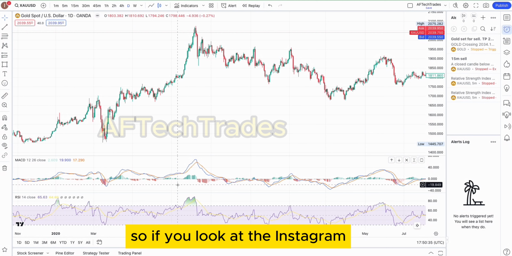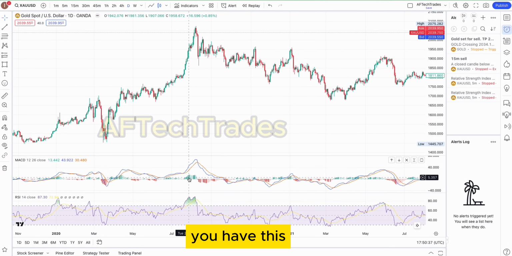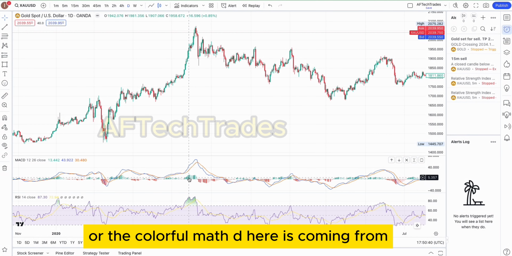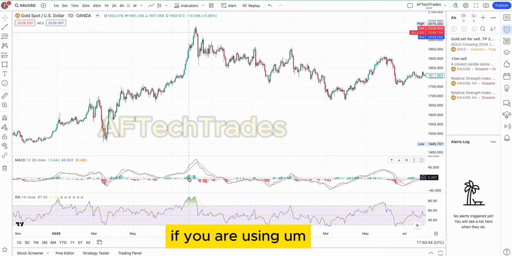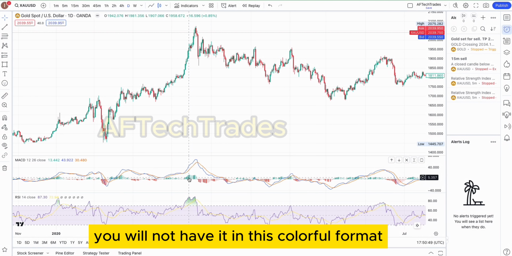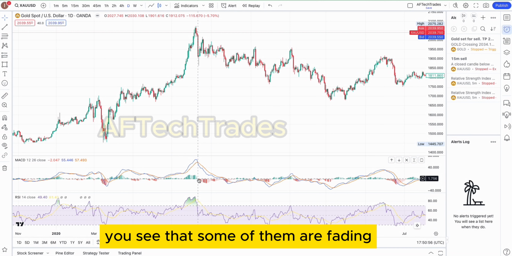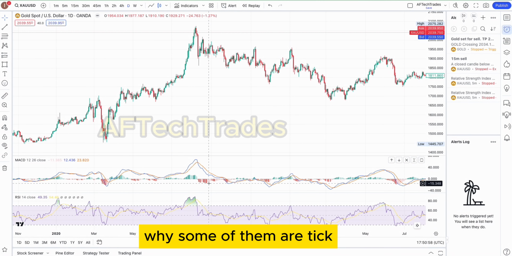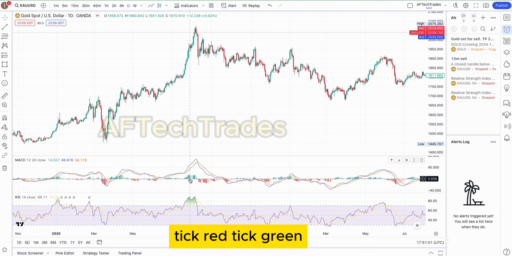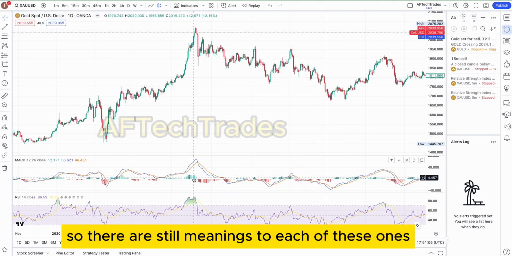which is also represented in histograms here. If you look at the histogram, this colorful MACD is coming from the TradingView app. If you are using MetaTrader 4 or 5, you will not have it in this colorful format. Even the green and red, you see that some of them are fading, while some of them are thick red, thick green, fading red, and fading green. So there are still meanings to each of these.